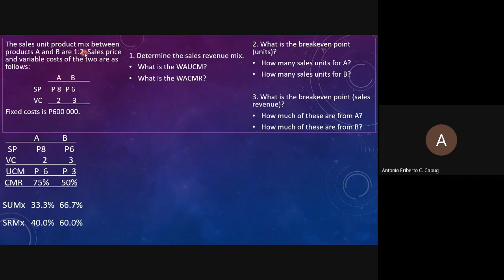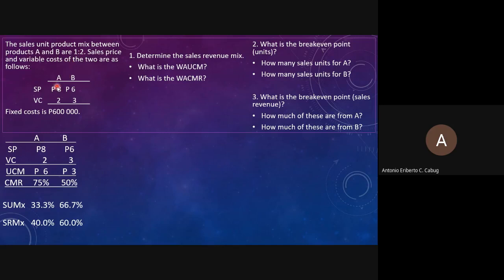Nakakabenta ka ng dalawang boy, bawat benta mo ng boy, 6. 2 times 6 is 12. 1 times 8, katulad ng ginawa natin kanina, that's 8. 2 times 6, that is 12. Okay? So, 8:12. Ang sagot sa sales revenue mix, 8:12.